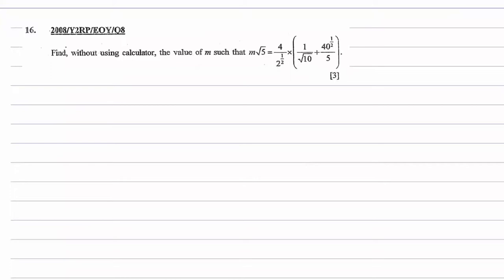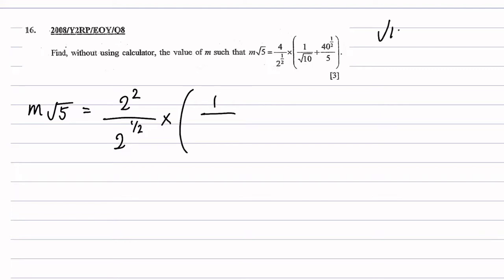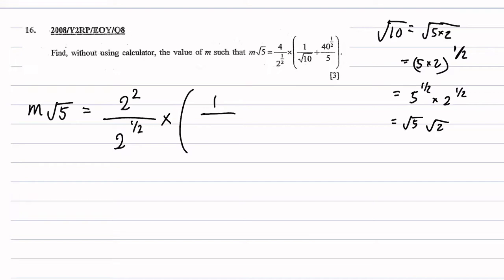Okay, let's look at question 16. Find, without using a calculator, the value of n such that n times square root 5 equals all this on the left: 4, which is 2 to the power half, multiplied by 1 over square root 10. Do you realize that square root 10 is the same as square root of 5 times 2, which is the same as 5 times 2 to the power half? Then you can split it up, right? 5 power half times 2 power half, which means it's really just square root 5 times square root 2.